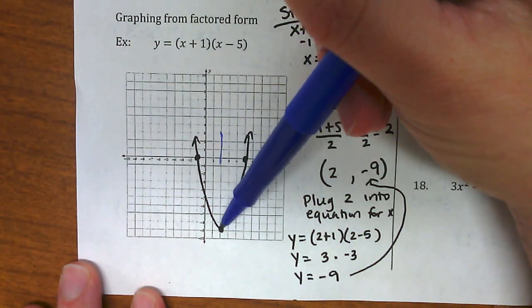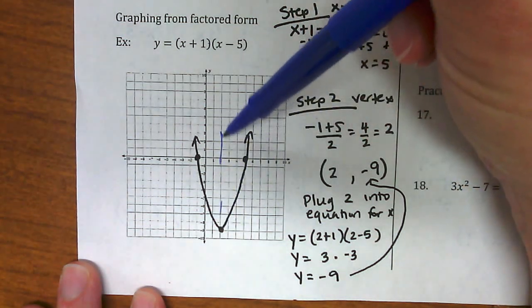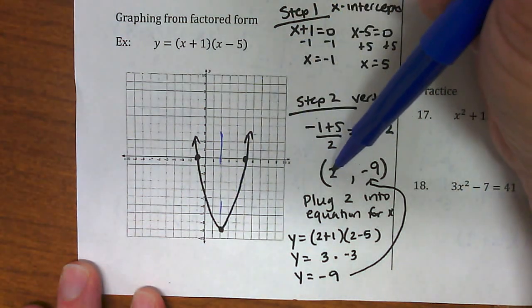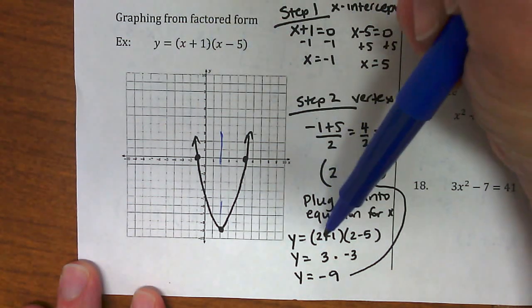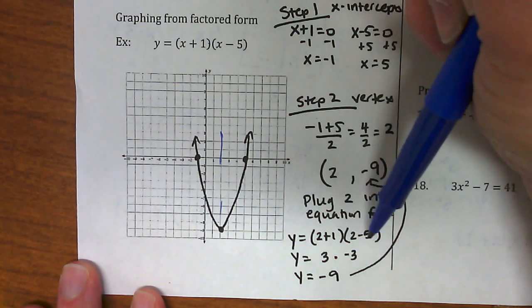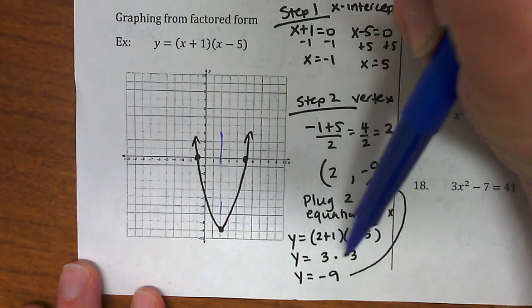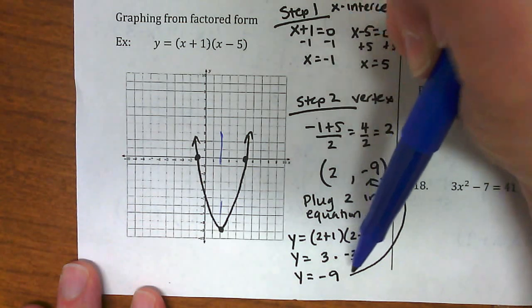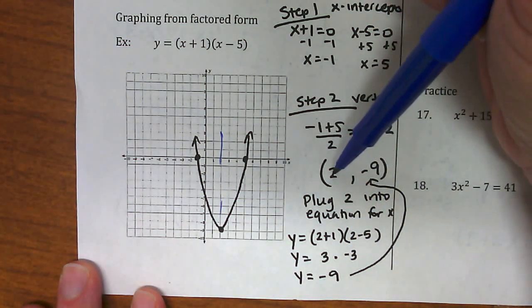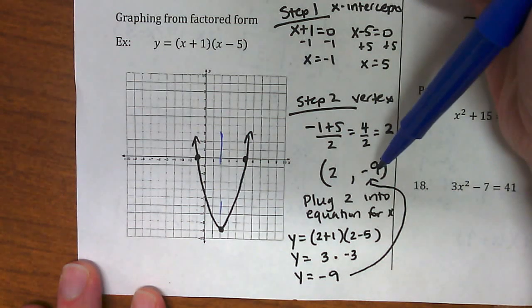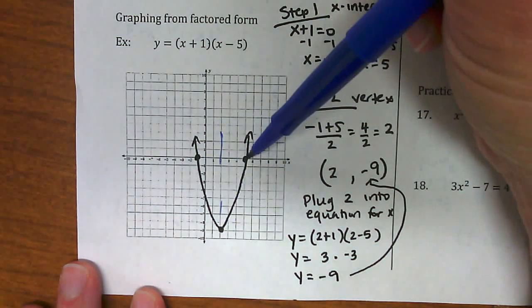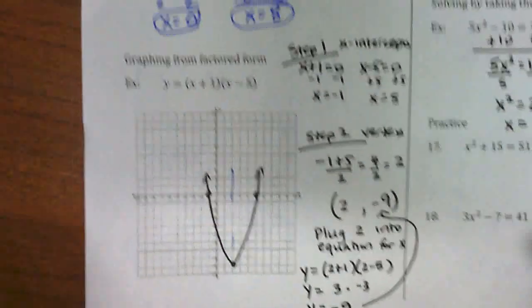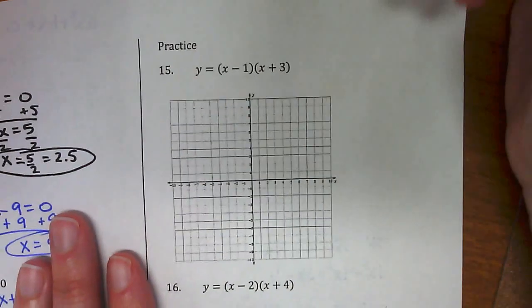In order to find out where along this x equals 2 line, we plug the 2 into the original equation. So that becomes 2 plus 1 times 2 minus 5, and then we follow order of operations and we get our y value. That creates the point (2, -9). I plugged in 2, I got -9. That's where this vertex comes from. And now I have 3 points, so I can make my graph. So we're going to do these together.